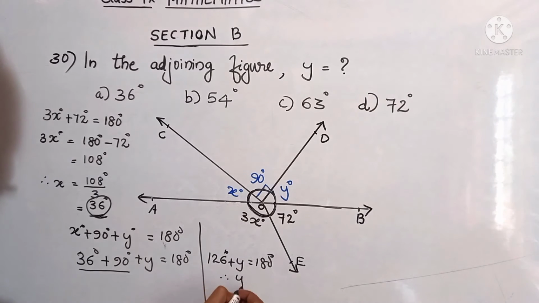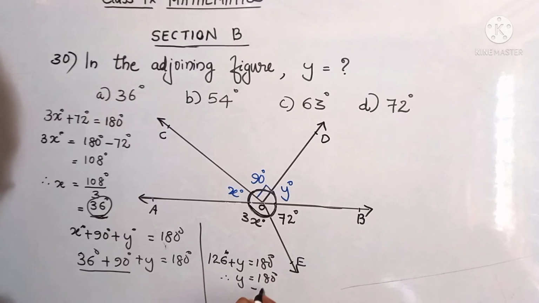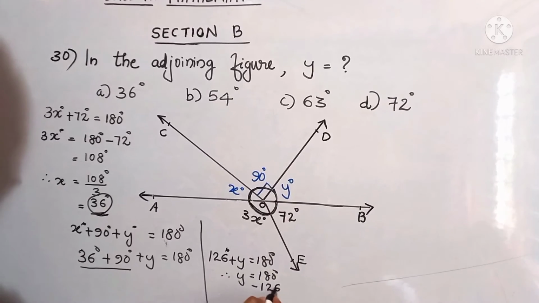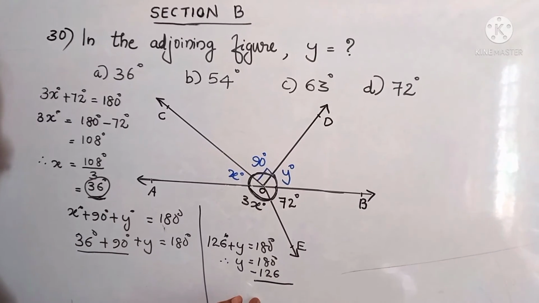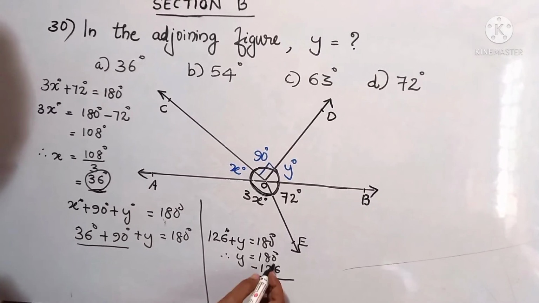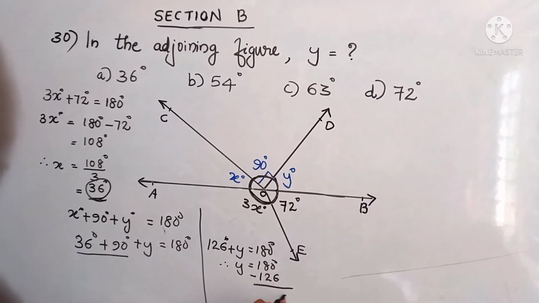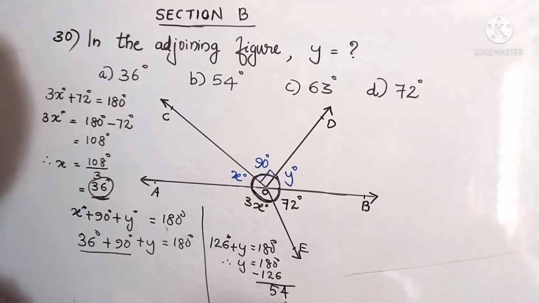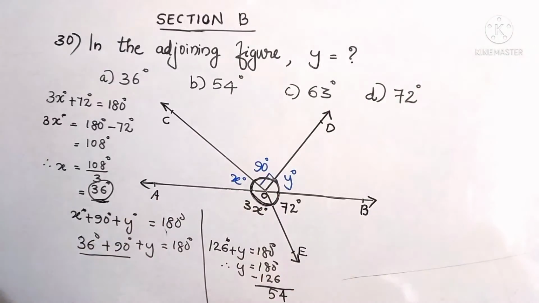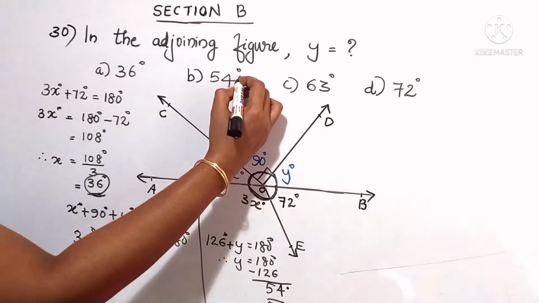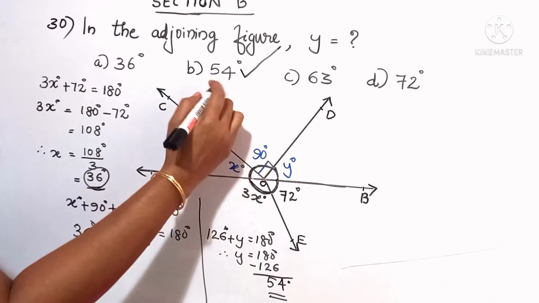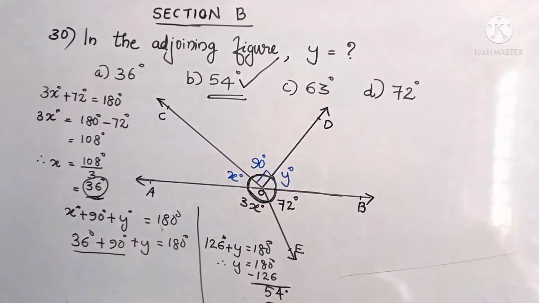Therefore, y is equal to 180 degree, transposing 126 towards the right, it becomes subtraction, 126. 180 minus 126. Then we have to subtract and we are getting 54. So our answer is y is equal to 54 degree. Option B, 54 degree is the answer.